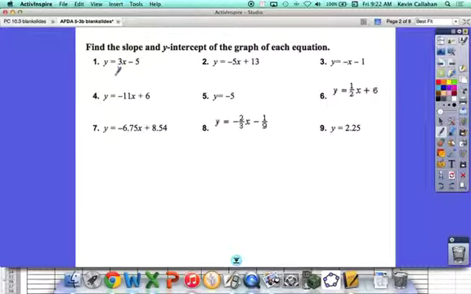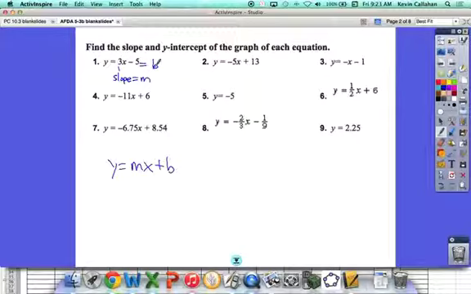Okay, this is slope. And what letter do we use to represent slope? It's m, right? Remember, the formula is y equals m times x plus b. The m is the slope. And what is the y-intercept on this one? -5, right? So this is the b, the y-intercept. So you can follow through.